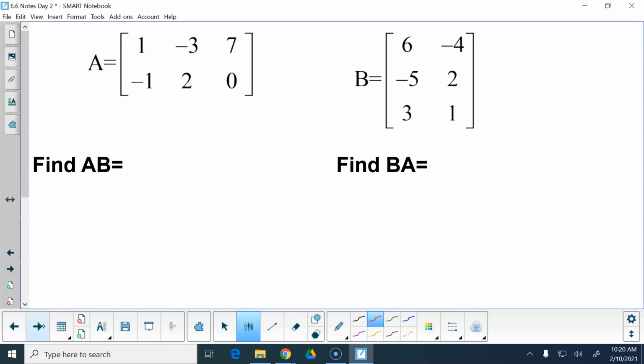What I would like you to do is find A times B, and then I would like you to find B times A. Both are possible, just so you know.